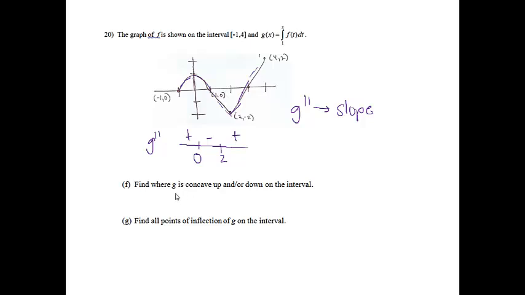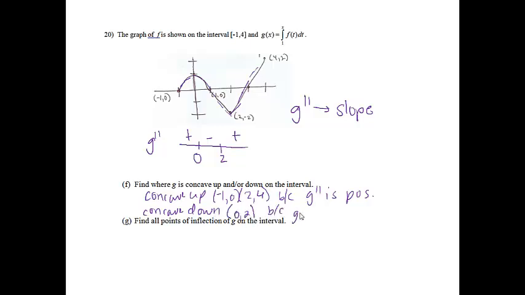So if I want to know where g is concave up and down, we're going to have concave up from -1 to 0, and then from 2 to 4. Notice I'm not going to infinity, I'm stopping at the endpoints of my interval, and that would be because g double prime is positive. And then I've got concave down from 0 to 2, and that is because g double prime is negative.